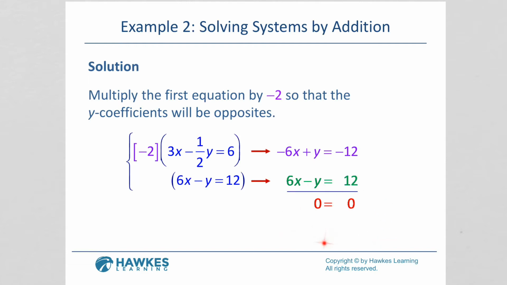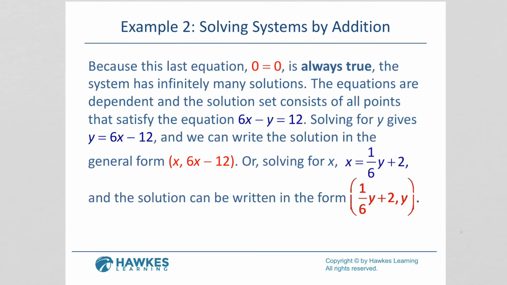Now I have to evaluate what kind of a solution 0 equals 0 is. Well, since 0 equals 0 is always true, the system has infinitely many solutions. The equations are dependent, and the solution set consists of all points that satisfy the equation 6x minus y equals 12. Solving for y gives y equals 6x minus 12, and we can write the solution in the general form (x, 6x minus 12). Or if we had decided to solve for x, we could write the solution as (1/6 y plus 2, y).